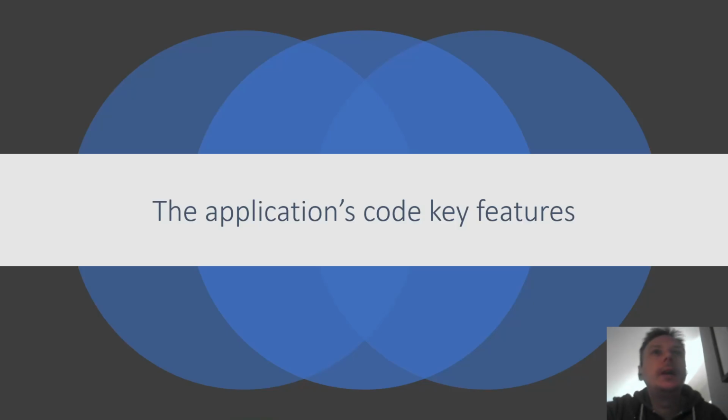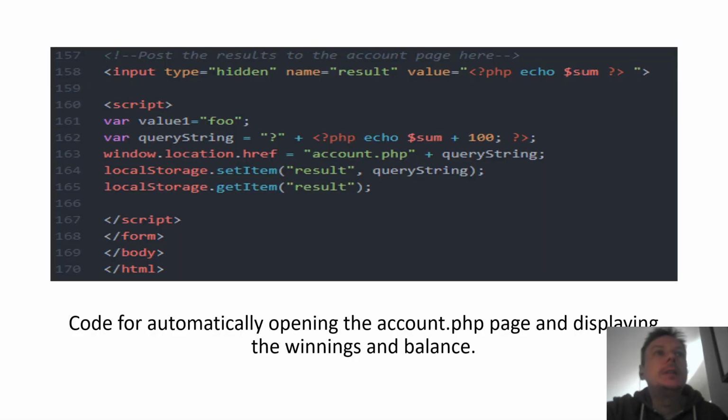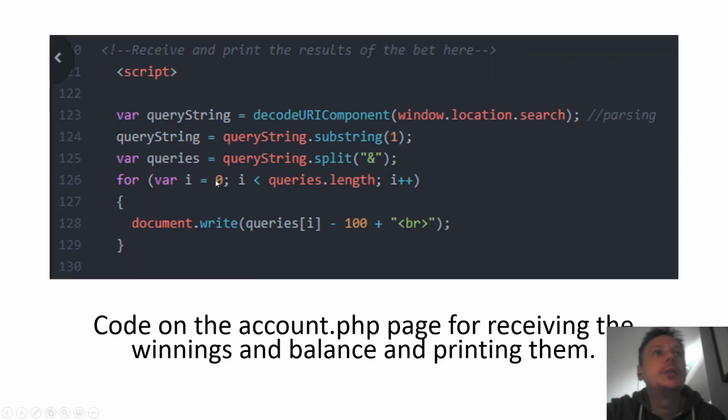So I'll just give you a little rundown of the application's code key features. So this is the code for automatically opening the account PHP page and displaying the winnings and balance. As you can see here, the sum is the winnings plus 100, so that's the balance, and it parses it into a query string, and then in local storage it sets the item and gets the item. And this is the script on the account page that receives that and prints the bet. So it uses a for loop to write the queries, which is the sum minus 100, which is the winnings, and prints them on the account page.